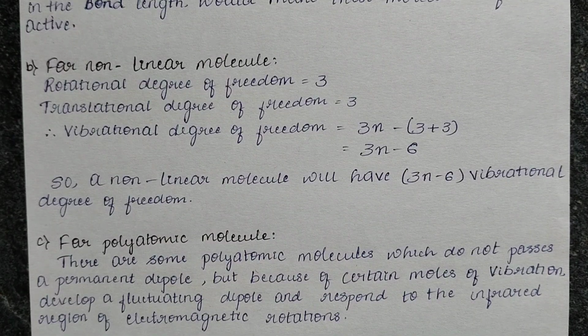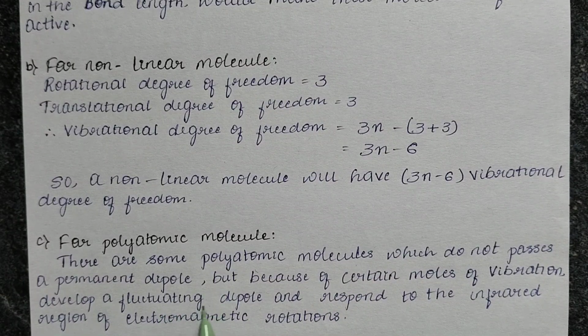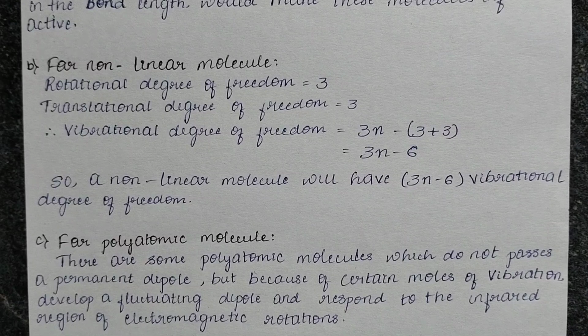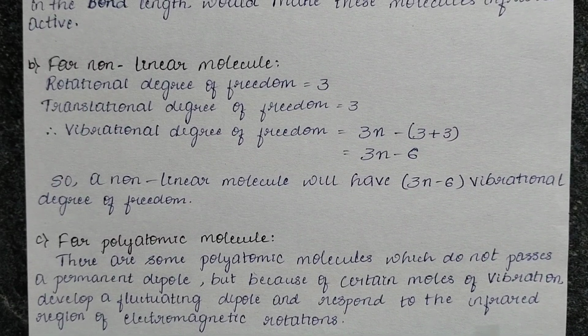But in some examples of molecules, we can see there will be fluctuation in the bond length, which will actually lead to a dipole in some of the cases, but not in all the cases as we have considered till now. So due to fluctuation of dipole moment, they might respond to the infrared region. The presence of dipole moment in some cases will lead to a response in the infrared region, making them infrared active. And from that we can get an IR spectrum.